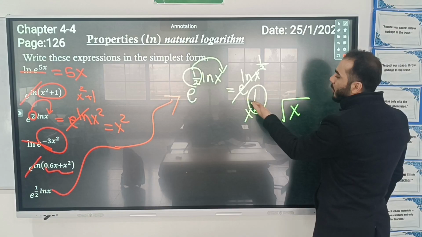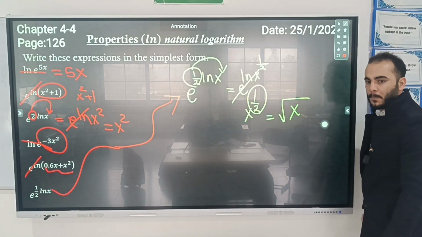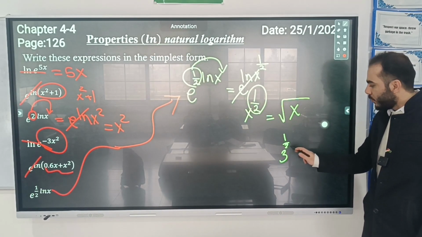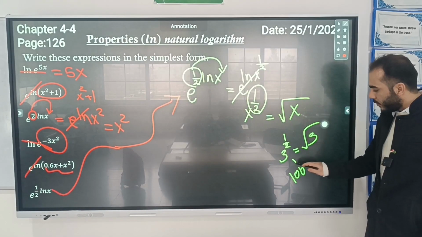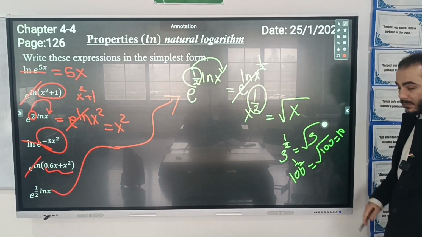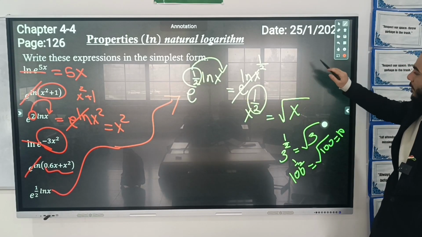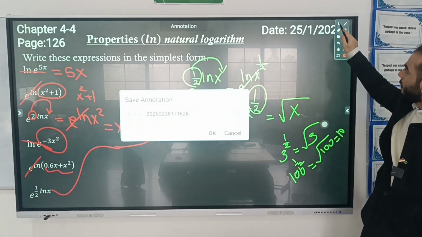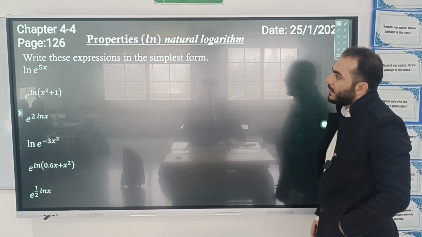Basically, let me make it simpler. Whenever the exponent is 1 over 2, it's going to become the square root of that base. For example, 3 powered by 1 over 2 is equal to square root of 3. 100 powered by 1 over 2 equals square root of 100, which is 10. That is the story of the exponent of 1 over 2. I hope it's clear by now. Let's see what we have in the next slide.